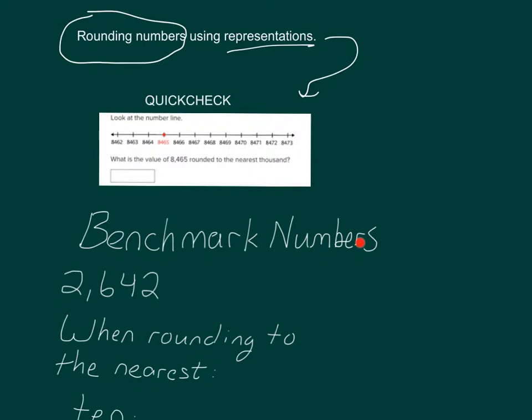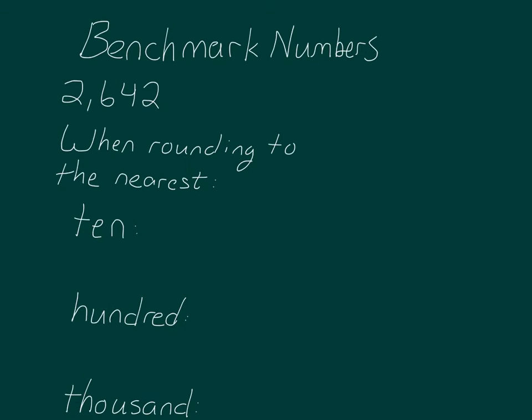benchmark numbers. Okay, benchmark numbers. So let's think of the number 2,642. So if I'm rounding to the nearest 10, that would be the 4. The 4 is in the tens place. If I'm rounding to the nearest 10, I need to find the benchmark numbers for the tens place. In this case, the 4 represents 40, and so I really have 42. So that's in between 40 and 50. And then halfway between 40 and 50 is 45.